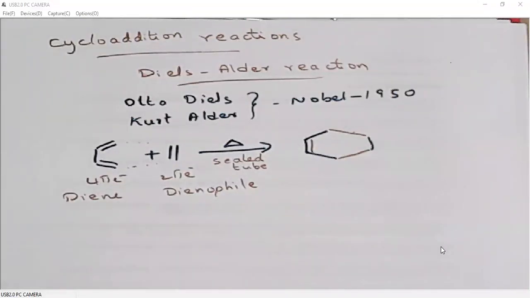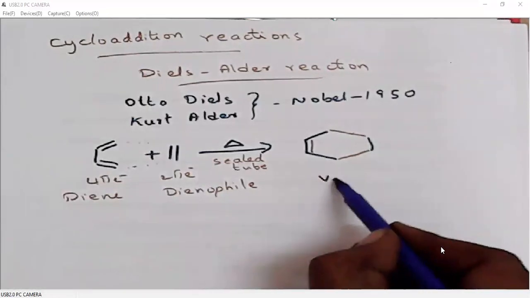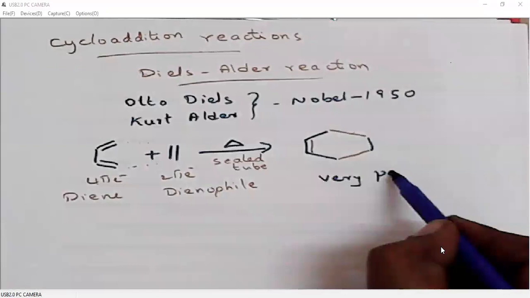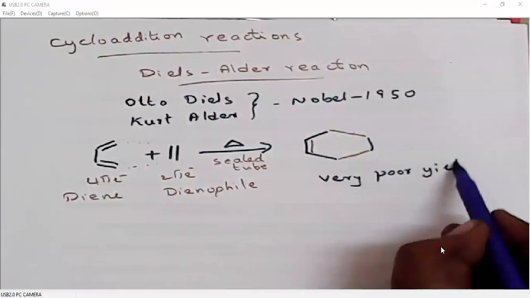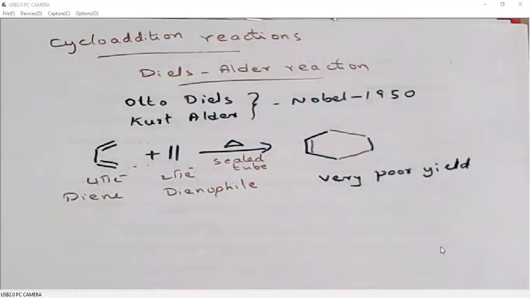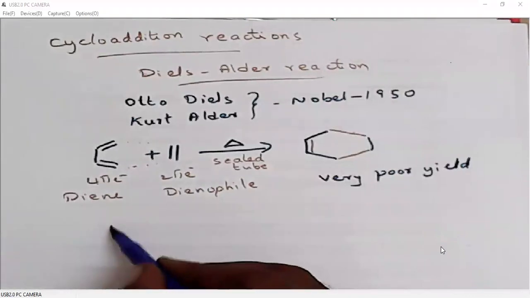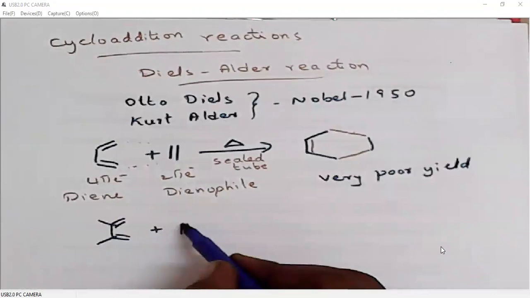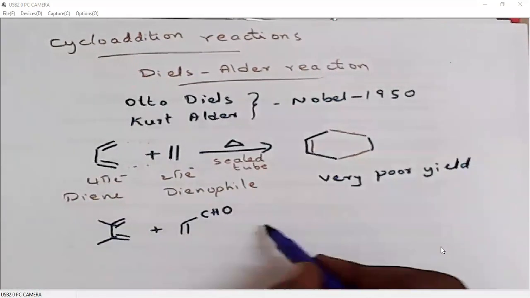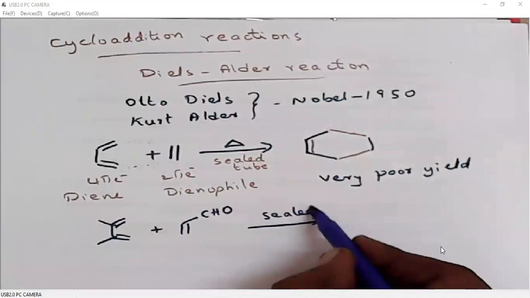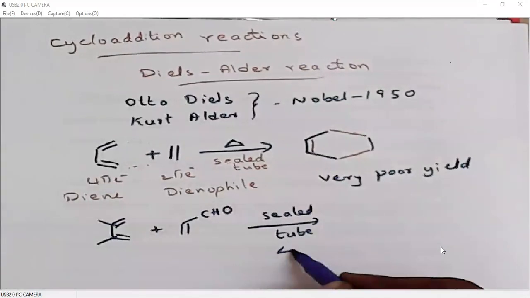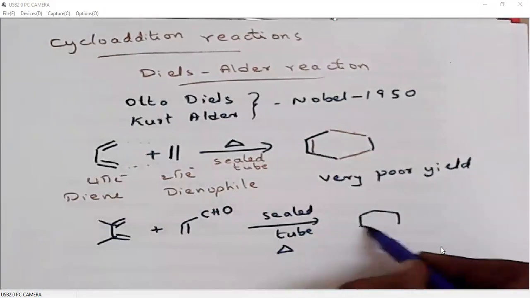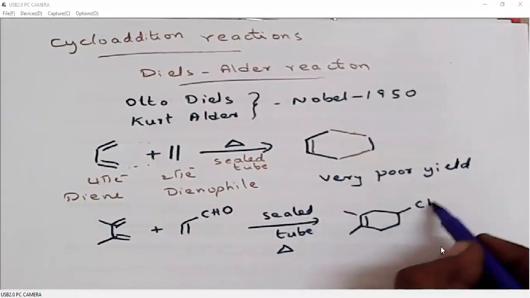But when we look at this simple reaction, we usually get very poor yield. So the Diels-Alder reaction between an unsubstituted diene and dienophile will result in poor yield. To improve the yield, we need to place some electron releasing groups on the diene and electron withdrawing groups on the dienophile. Then when we do the reaction, they will result in high yield. Generally we will get 100% yield.